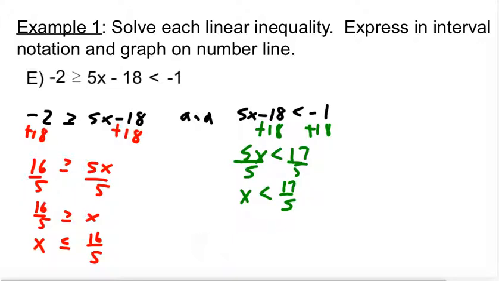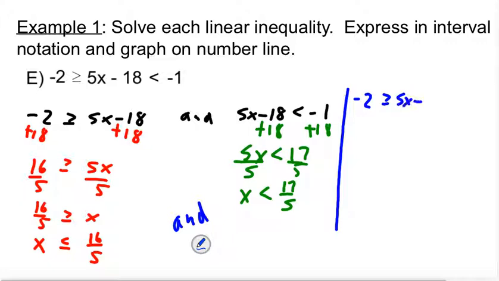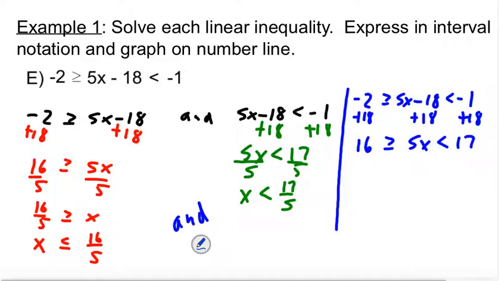All right. The other way of working through this, and this is an and statement, you could just leave it together and solve it. So if I leave this together here, I have to get this 5x by itself, so I have to add 18. If I add 18 on the inside, I have to add 18 on the two ends as well. So over here I get 16, and over here I get 17.